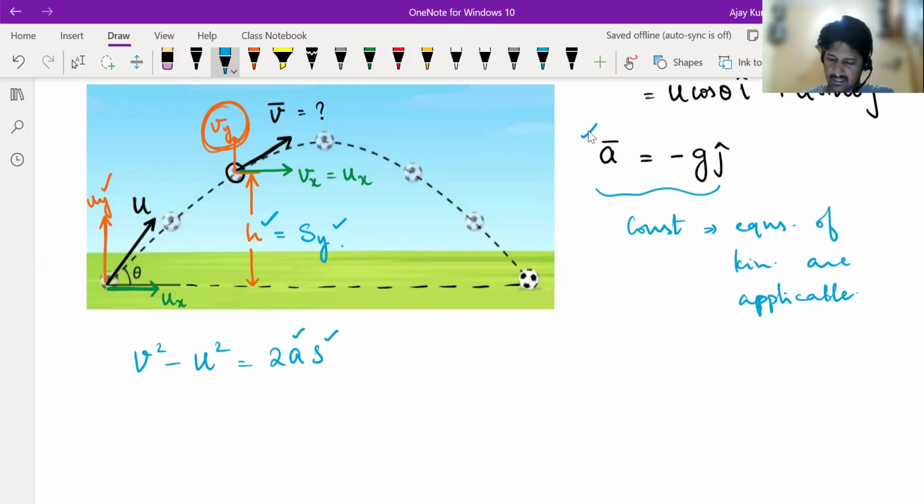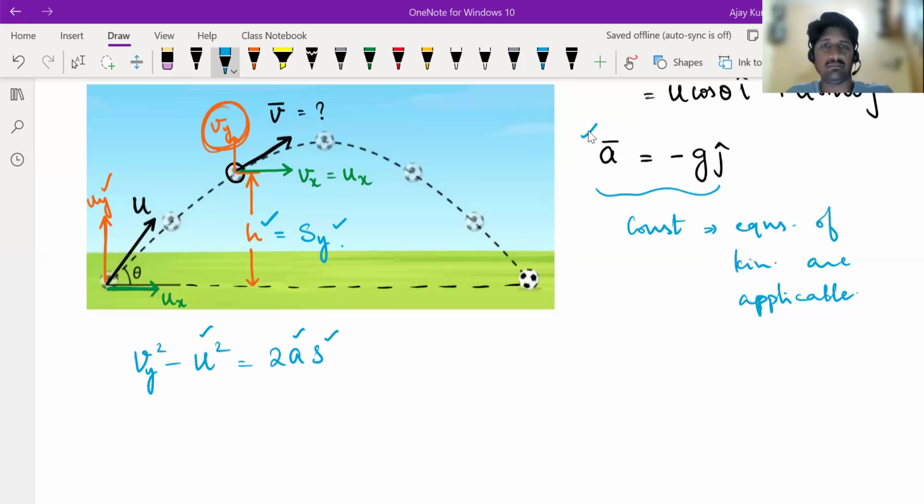So indirectly, the displacement in y direction is known. We know acceleration in y direction. We know initial velocity in y direction. Using that, we can find out the y component of velocity. And once you get the y component of velocity, you know the x component already. Now you got the y component. You can tell the complete velocity. Okay. Did you all understand the idea?